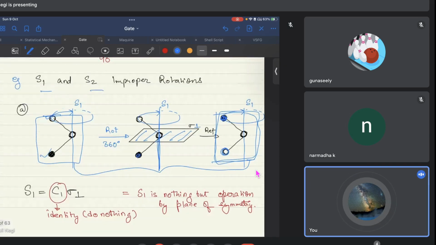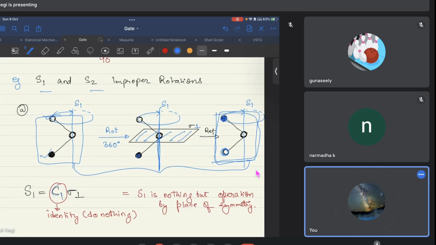So this S1 you can write as C1 sigma perpendicular, and in this C1 you did nothing, so it is actually equal to identity, and this S1 is nothing but the operation by a plane of symmetry. So you can actually skip the part of rotating the molecule and just do the reflection only, and then again you will say that S1 is actually nothing but the plane of symmetry, correct?